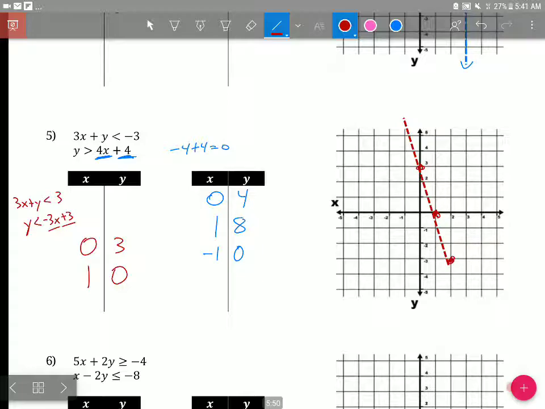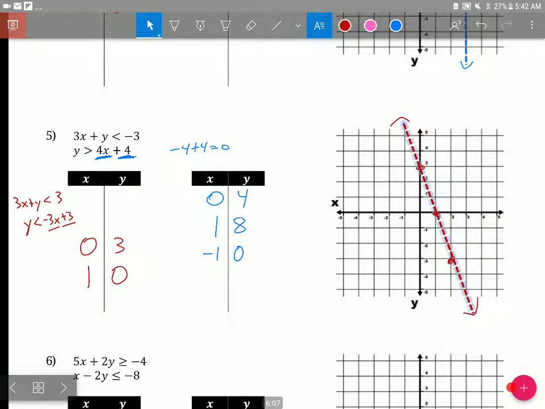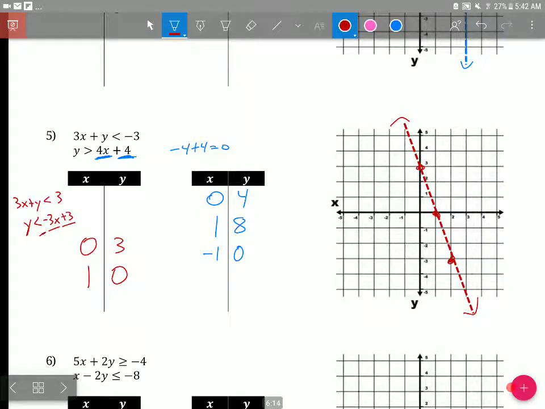Why does it not? Whatever. That's weird. Normally it gives me an option after that. Oh, cool. There it goes. It's being awkward today. All right, and it's a less than sign.